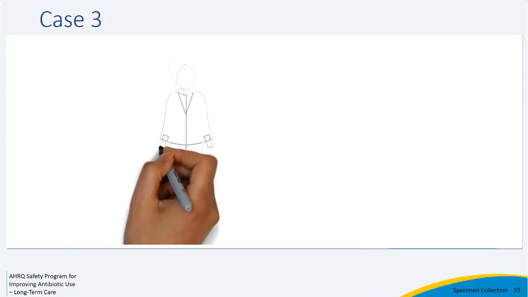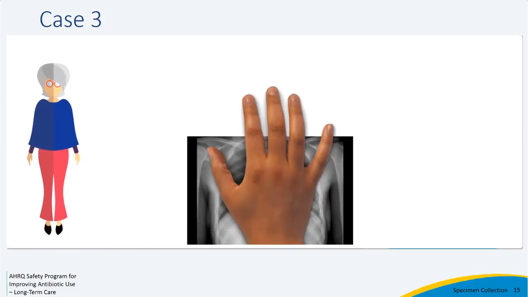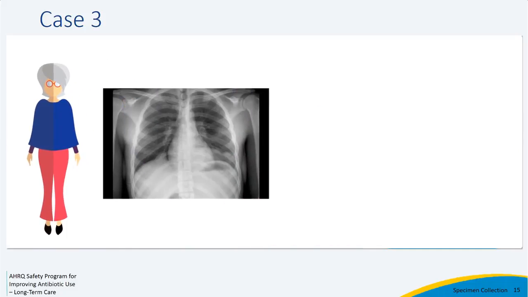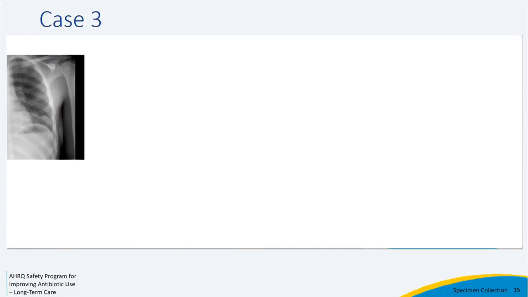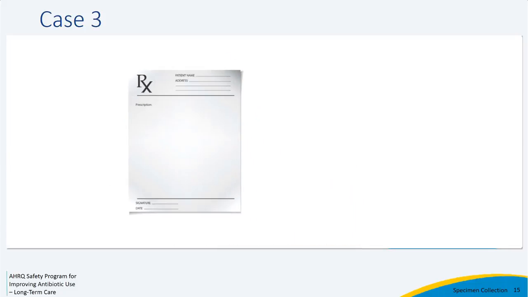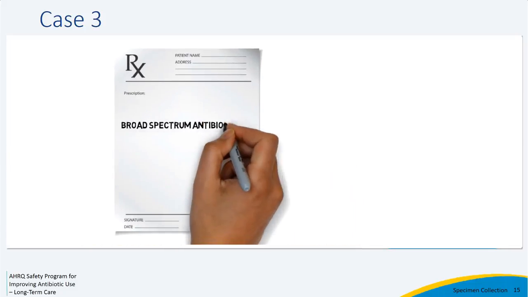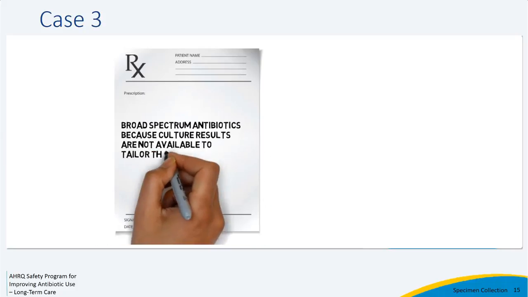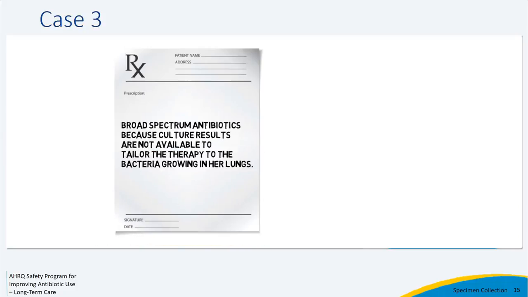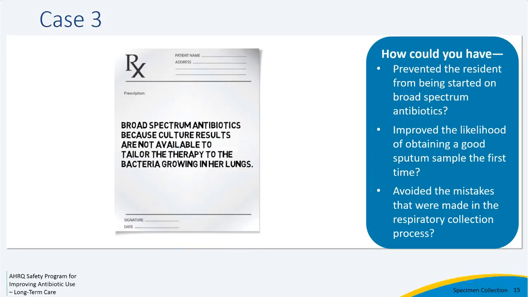At this point, the resident has had her chest x-ray, which shows a right lower lobe pneumonia. Her flu swab was negative, but she continues to cough. She was started on broad-spectrum antibiotics because culture results are not available to tailor the therapy to the bacteria growing in her lungs. Let's consider how you could have prevented this from happening and improved the likelihood of obtaining a good sputum sample the first time.